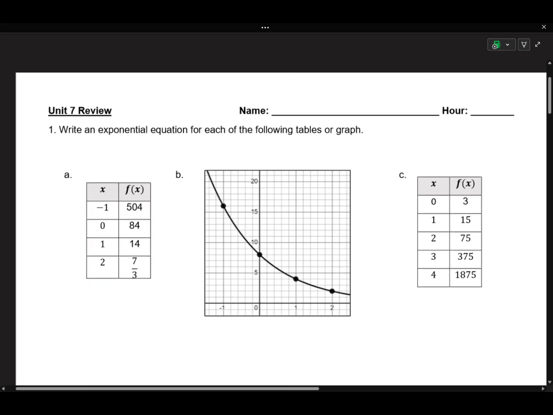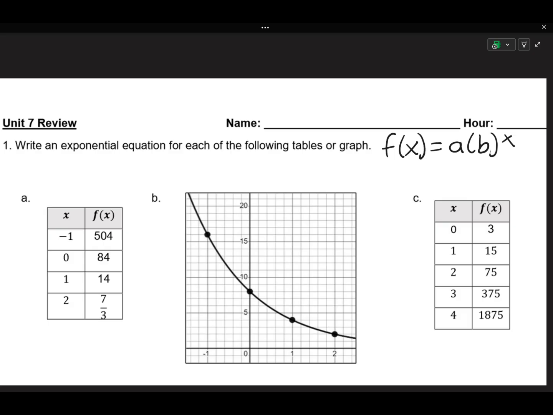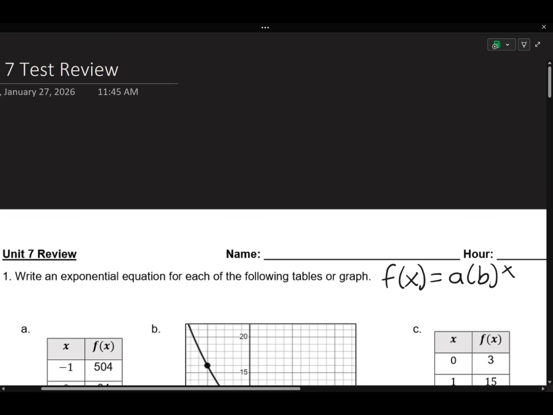Let's get started. For number 1, I'd like us to write an exponential equation for each of the following functions, tables, or graphs. So, our exponential function looks like this. F of x equals a times b to the x. A is our y-intercept and b is our pattern.